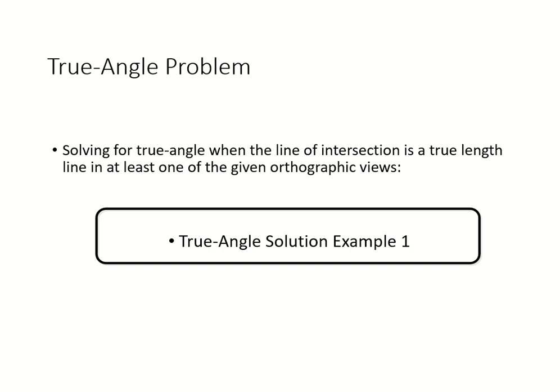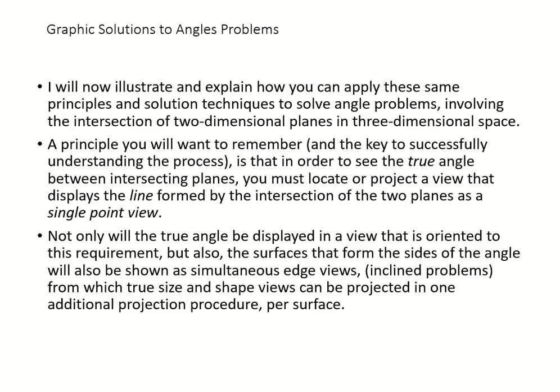Alright, so let's get into example 1 for your true angle problem. We do the first approach, where you get a true length line in at least one of the orthographic views. I mean, you got a true length line in a view, yeah? So at that time, how are we going to solve this?